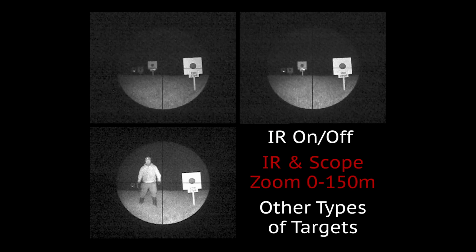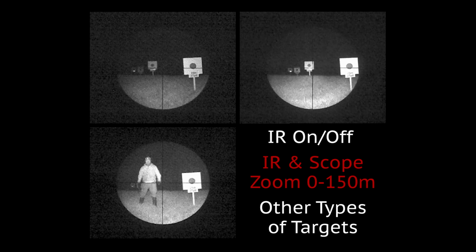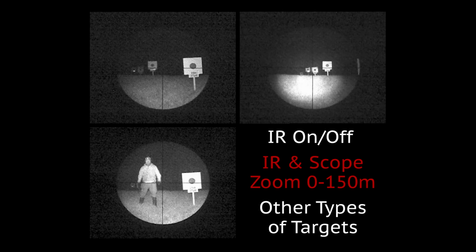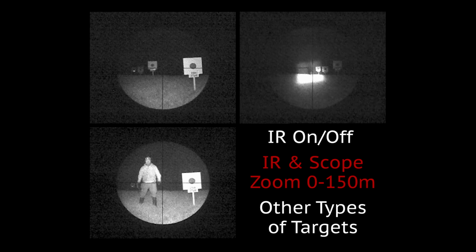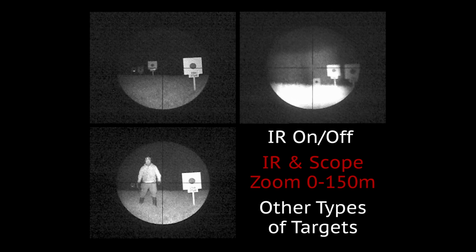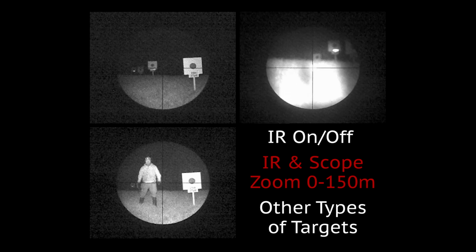Here the scope is zoomed out at 3x. You can see the IR beam traveling down the range all the way to that 150 meter target. It looks like the target is sitting on the ground because there was a bit of a slope on the field. That, by the way, is zoomed in all the way to 9x.